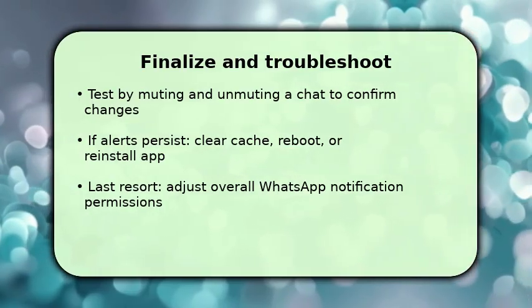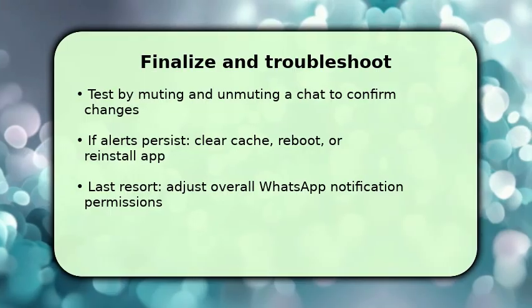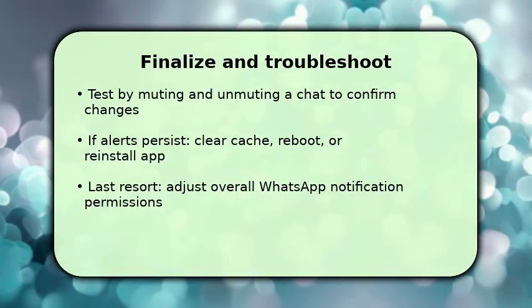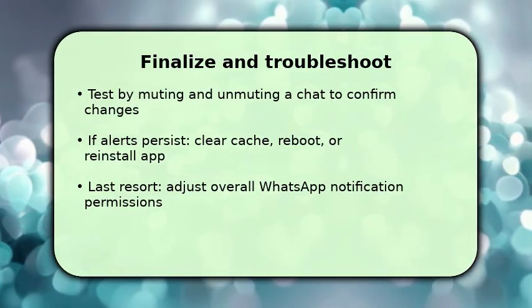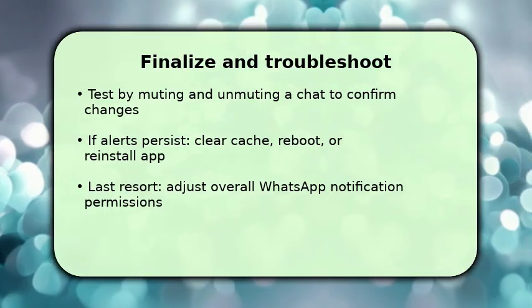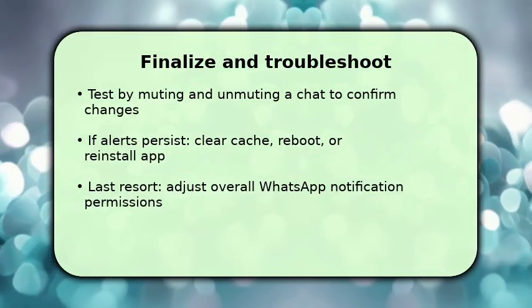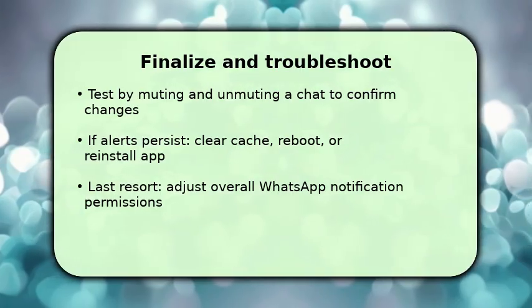One key troubleshooting tip: if a system-level channel keeps re-enabling, temporarily disable WhatsApp notifications in system settings, reboot, then re-enable only the channels you need. That reset often removes persistent service alerts.